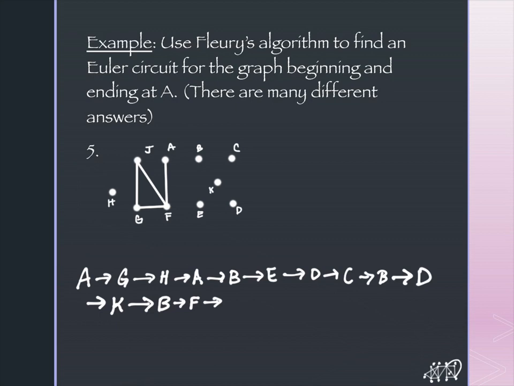G. Okay, and then everything else is forced, right? G has to go to J then, and J goes to F, and F goes back to A. So at that point, I have completely eliminated all of my edges. I've gone through all of them once, cut the graph all apart, and this created an Euler circuit.